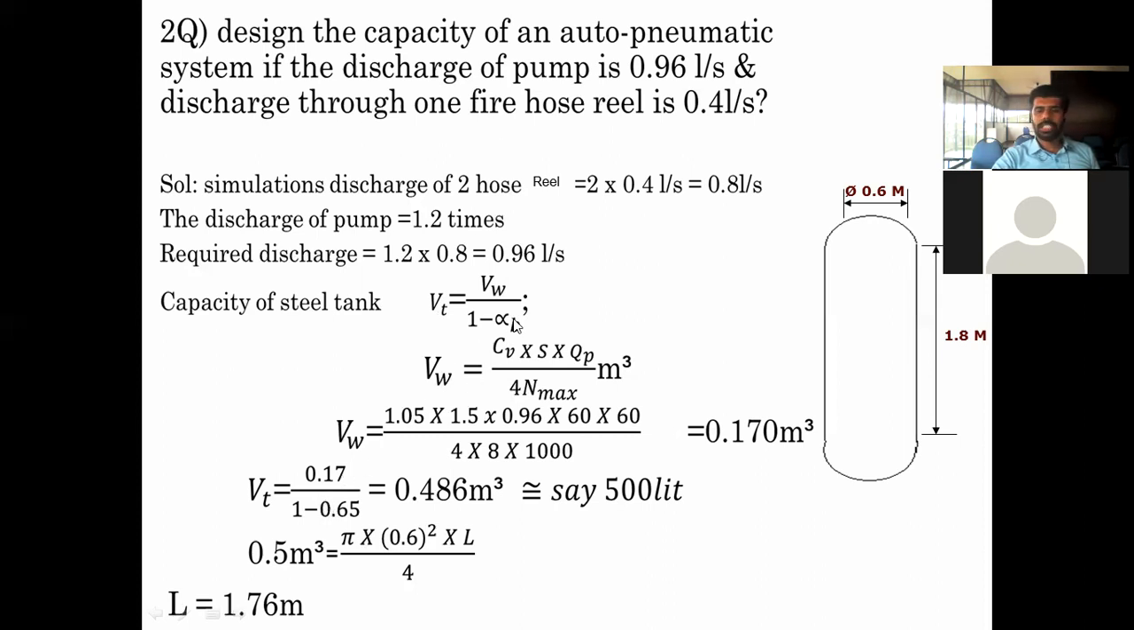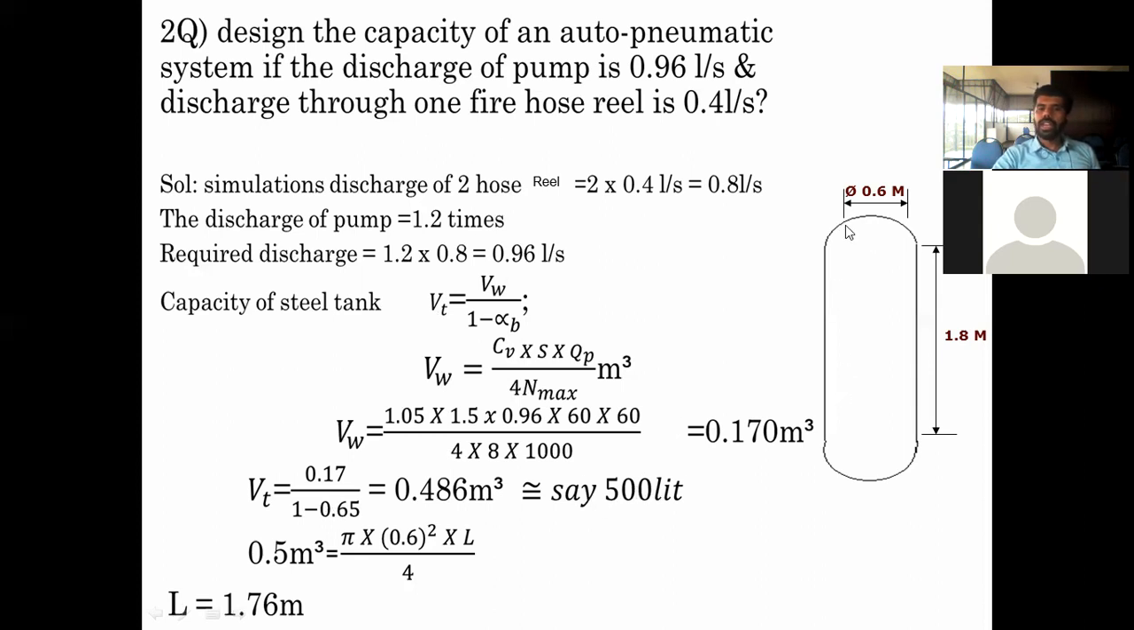Sigma B we already know is a constant. It is 0.65 to 0.85, so you can take 0.65. And you get the volume of the tank as 0.486 meter cube. You can round it and write it as approximately 500 liters. 500 liters is the tank capacity.